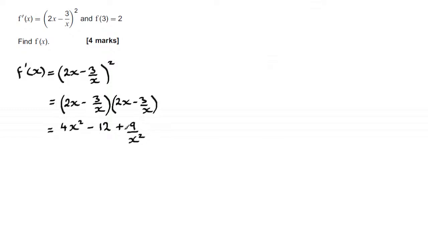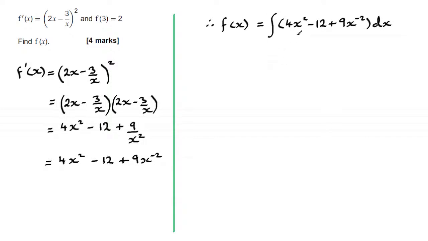We need to prepare this term for integration, so I bring the x squared up. You should know your negative powers. It becomes plus 9x to the minus 2. And then we're ready to get f of x just by integrating what we have here. Remember to put this in brackets. You've got more than one term there. You're integrating it with respect to x if you're doing it in an exam. I know you might be rushing through this to get an answer.